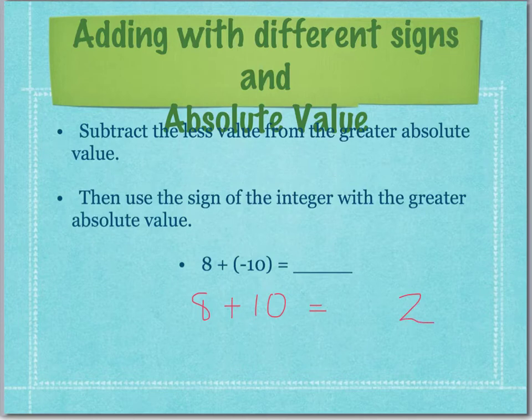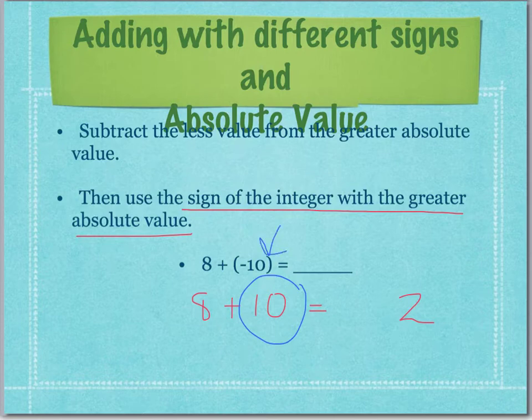Last step is to use the sign of the integer with the greater absolute value. So if you look at which integer has the greater absolute value, it's 10. And what is the sign of 10 in this problem? So we're going to know right here, it's negative. So we're going to add a negative sign to the 2. So our answer is going to become negative 2.